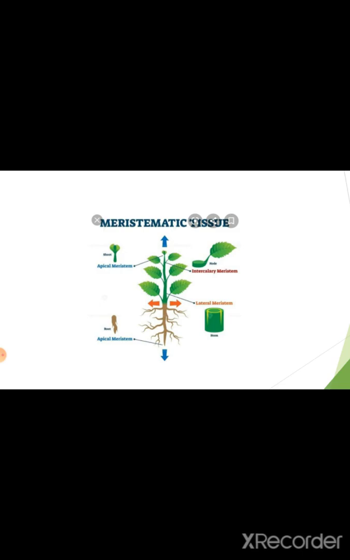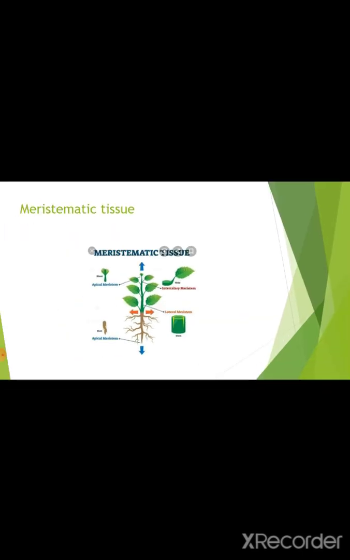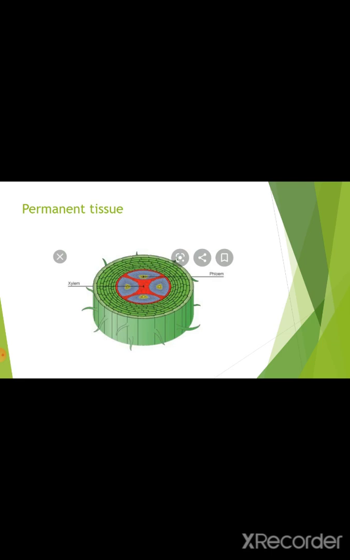Next, permanent tissue. Permanent tissue. The meristematic cells divide and form new cells. These cells elongate, mature, and differentiate into various types of permanent tissues. The permanent cells do not divide further. They get specialized to perform a specific function. Permanent tissue is a group of cells that does not have the ability to divide and has a permanent shape, size, and function. The cells of permanent tissues may be living or dead.